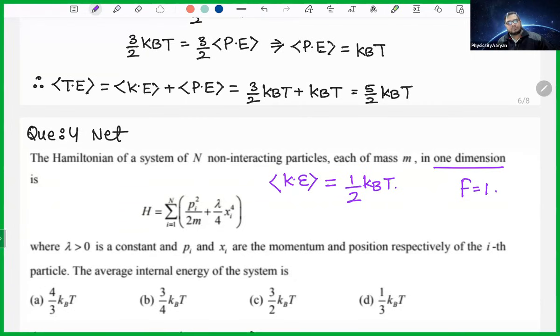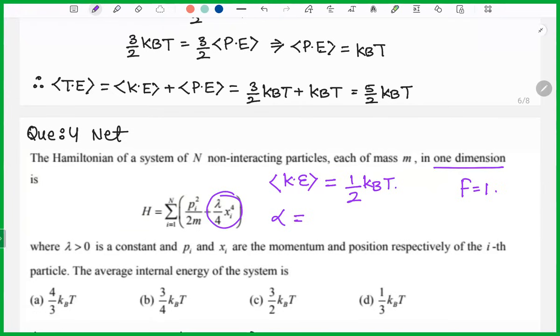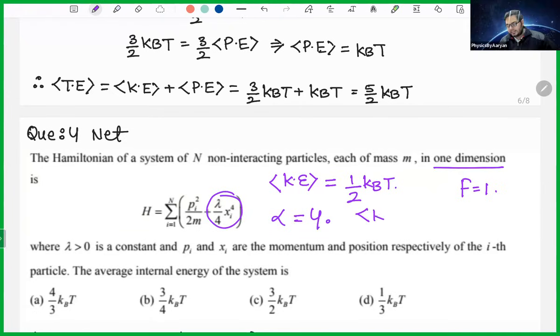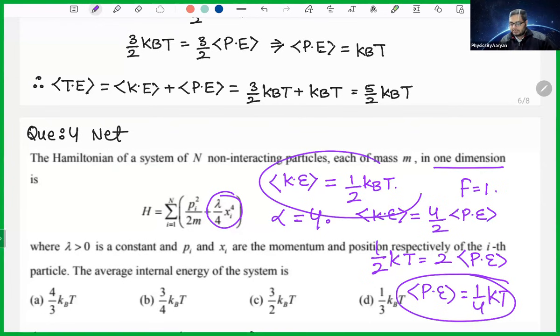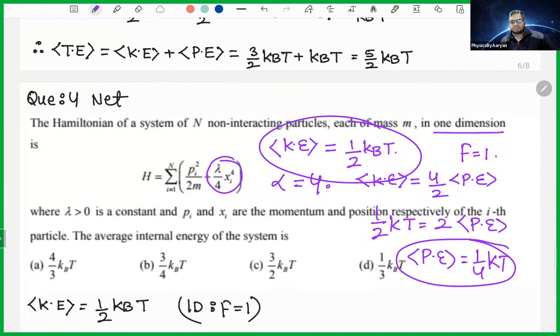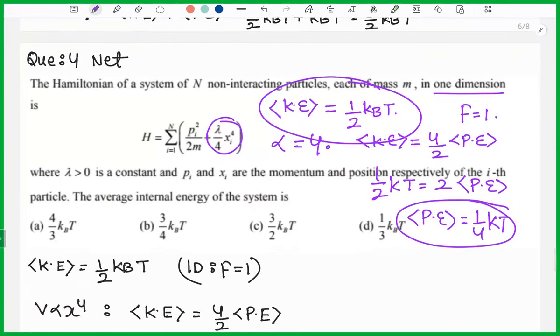Everyone clear with the average kinetic energy? Now for potential energy, what is the value of alpha? 4. So can I say average kinetic equals 4 by 2 times average potential? Average kinetic is half kBT, which equals 2 times potential energy. So potential energy becomes 1 by 4 kBT. If you add them, the answer is 3 by 4 kBT. Do you get B, everyone?